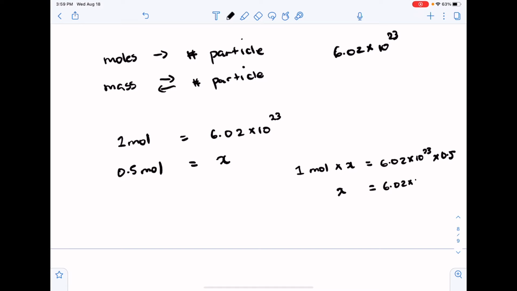So X will be 6.02 times 10 to the 23 times 0.5 divided by 1 mole, which gives us a cancellation of moles and moles, and we're left with the number of particles. In this case it will be 3.01 times 10 to the 23rd power.